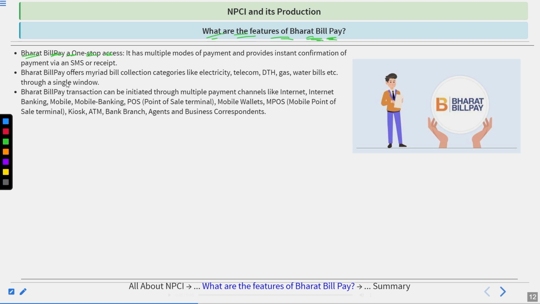You are not required to log in to other accounts. In one window you can make the entire payments. Bharat Bill Pay transactions can be initiated through multiple payment channels like internet banking, mobile banking, POS (point of sale terminal), mobile wallets, MPOS (mobile point of sale terminal), kiosk, ATM, bank branch, agents, and business correspondents.